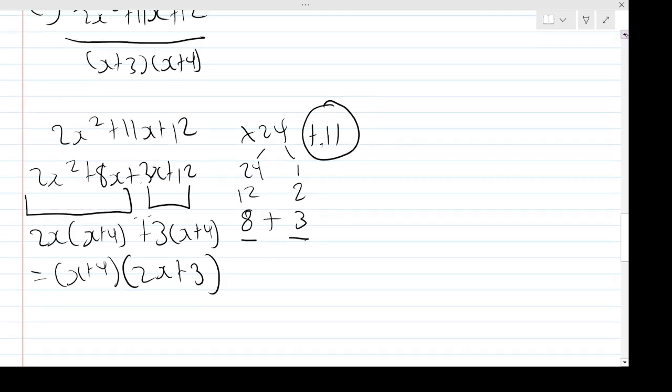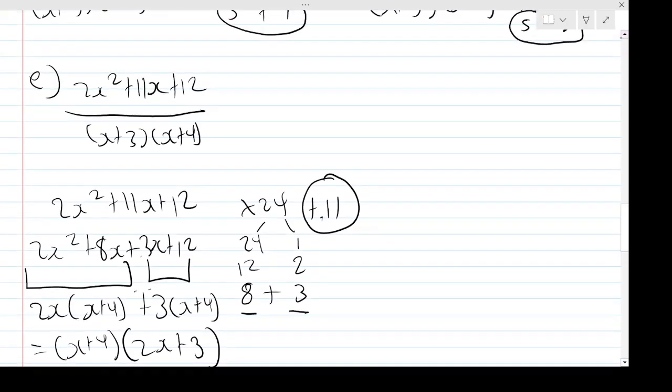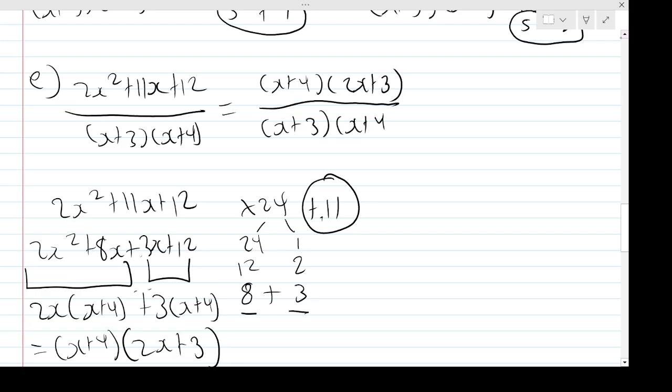So if I bring that to the fraction, I get x plus 4 times 2x plus 3, and then I have the given x plus 3, x plus 4, and now I notice x plus 4 is common to top and bottom, so I can cancel that out to be left with 2x plus 3 over x plus 3.